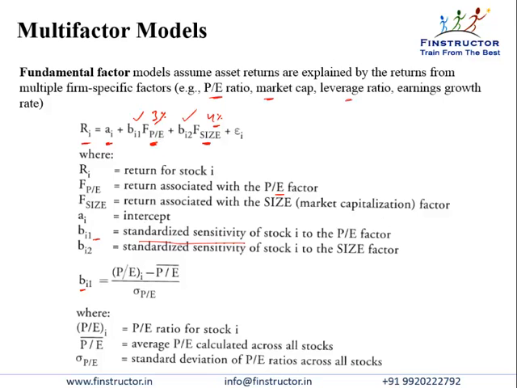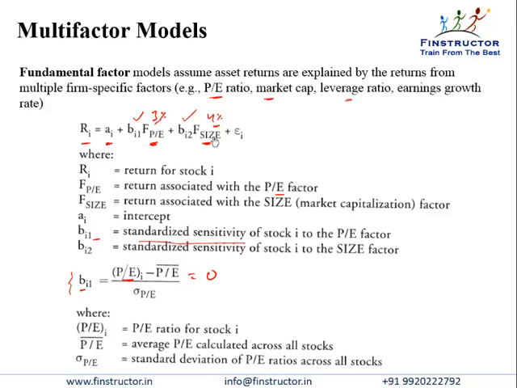In the fundamental factor model, the assumption is that the return is not linked with macroeconomic variables. The return is linked with company specific variables. First step is to standardize our company specific variables. That is, is our company a higher P by E company or a lower P by E company? If it is an average company, then this will be 0.